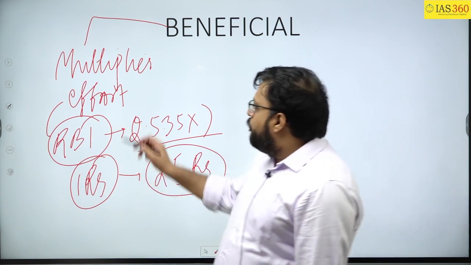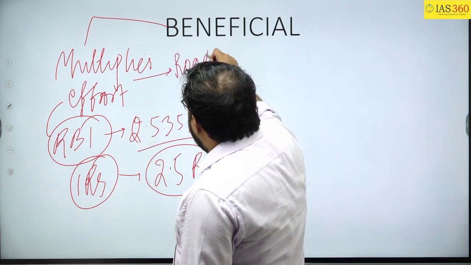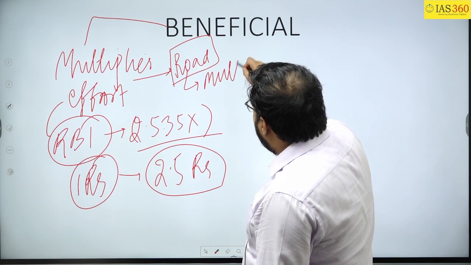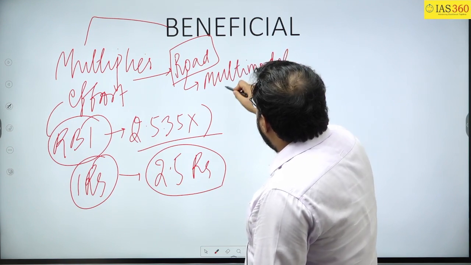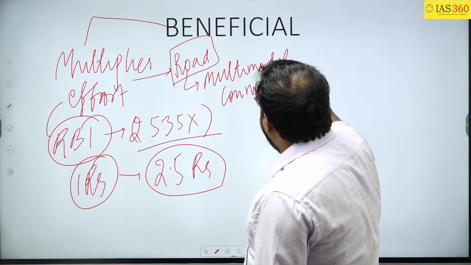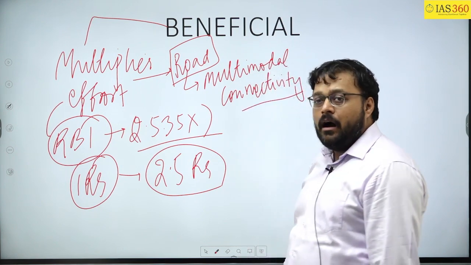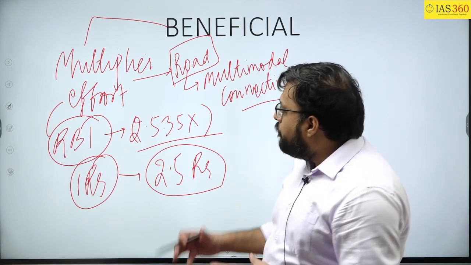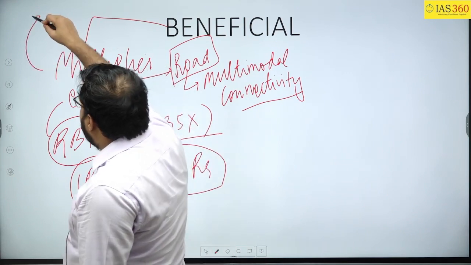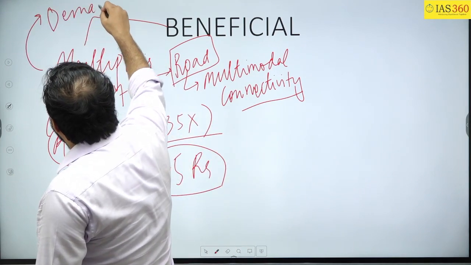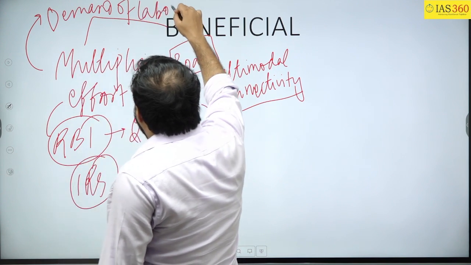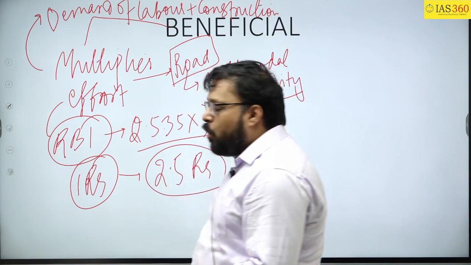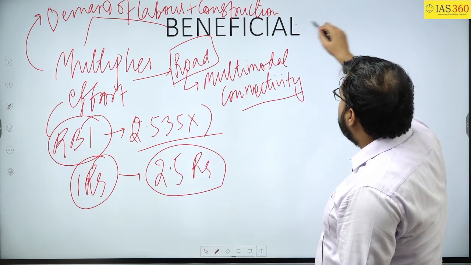And the second is, for example, if you are developing a road, it doesn't mean that only the road has been developed. It is ensuring multimodal connectivity, because at the same time we are focusing upon the development of railways and other important modes of transport. So it is a multiplier effect. And whenever we are focusing upon infrastructure, the demand for labor and construction material will also rise. So in this context, it is said that this has the multiplier effect.